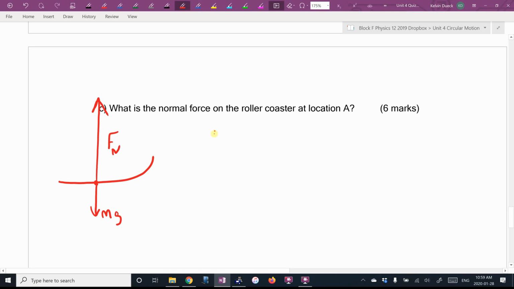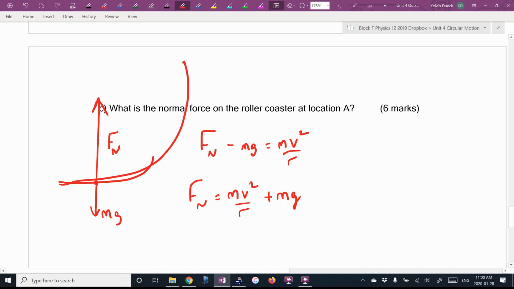Shut up. I'm going to have normal force minus mg equals mv squared over r. The normal force is going to be mv squared over r plus mg, because we're just starting to hit the loop. So what path are we tracing? We're just hitting the loop, or just coming out of the loop.